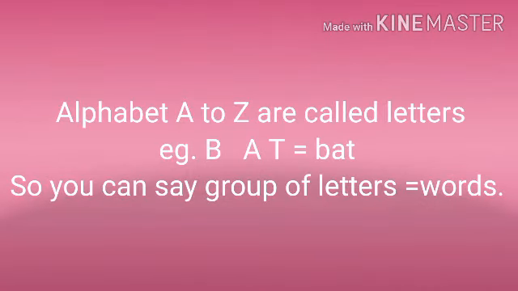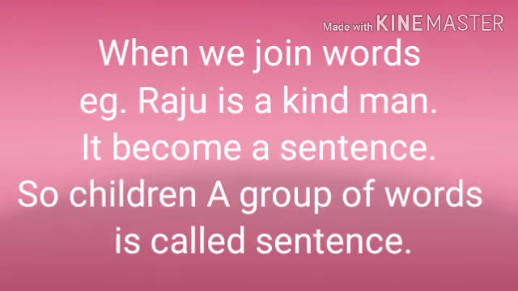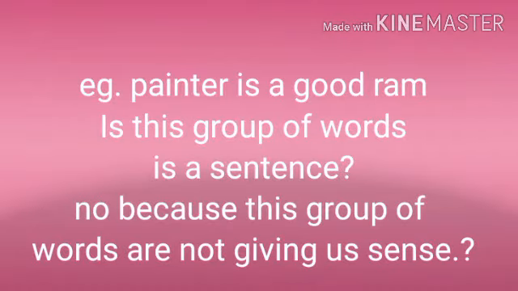Okay, we'll start from your nursery class. Alphabet A to Z are called letters. You read A, B, C, D to Z. Now for example, if we take B, A, T, these 3 letters, it will become one word, that is bat. So a group of letters is called a word. When we join words, for example, Raju is a kind man, it became a sentence. So children, a group of words is called a sentence. When we join letters, they become words, and when we join words, they become a sentence.